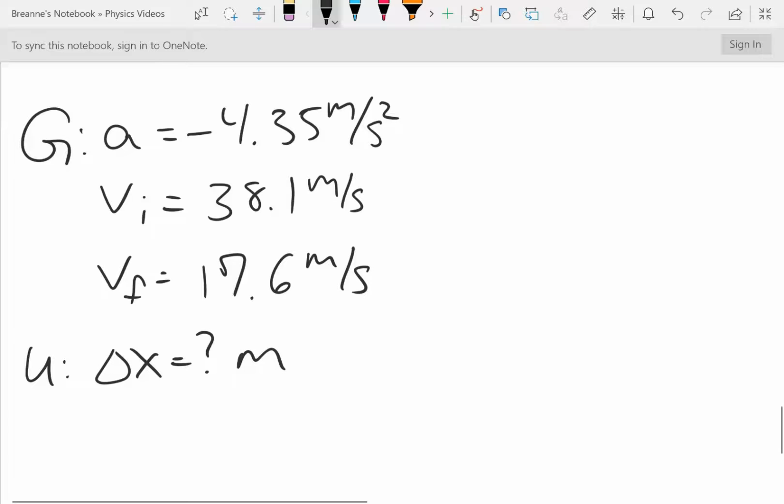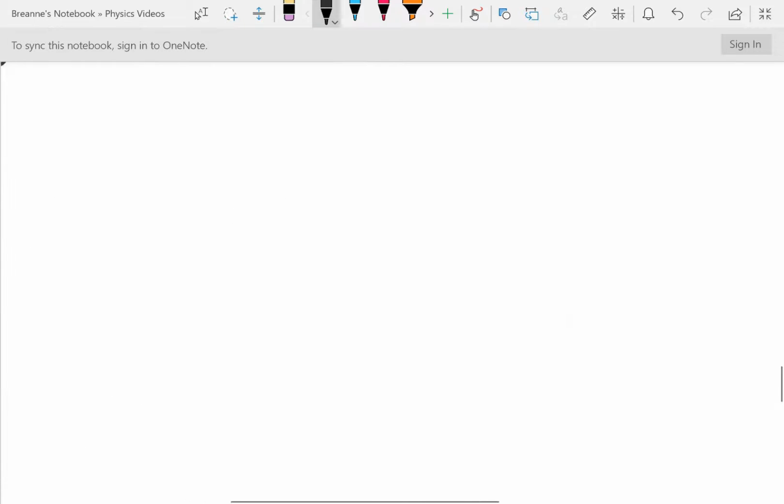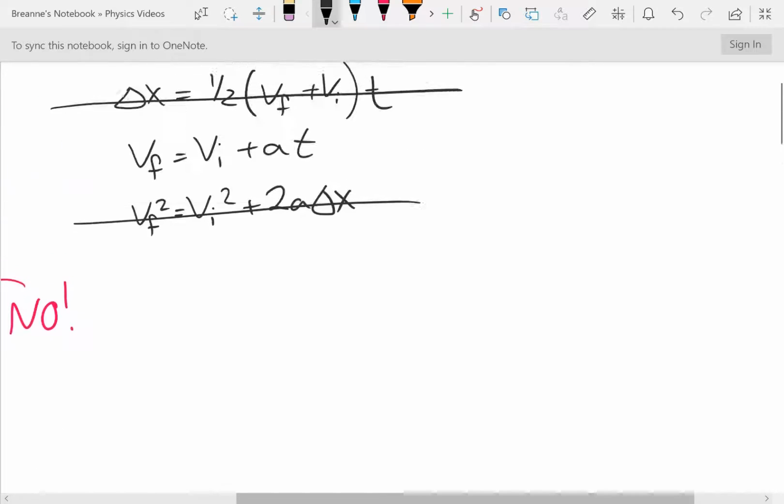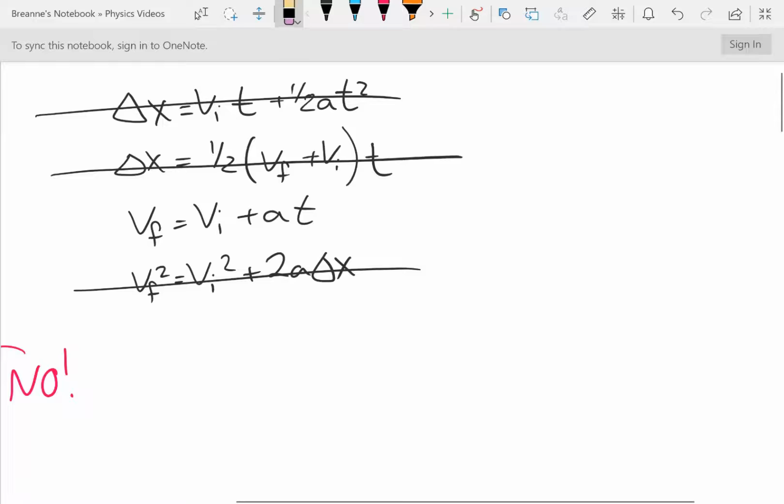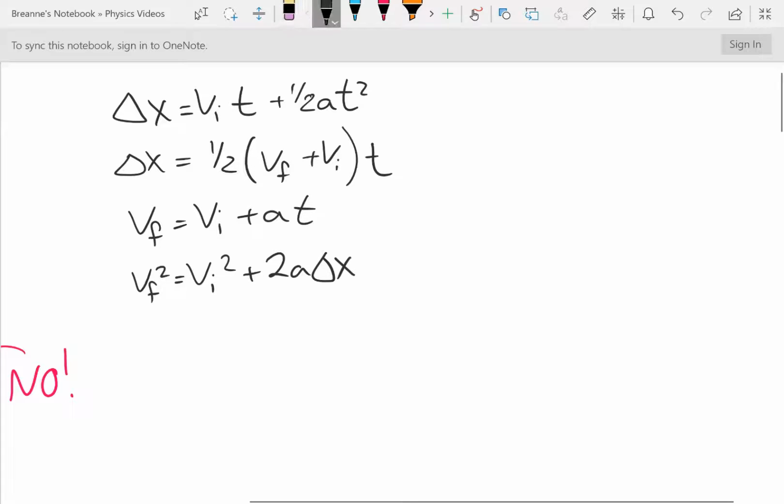So we need to look at our list of equations, and the equation has to have displacement in it. Only the third one does not have displacement in it. We also are not given time. So since time is not a given, we cannot use the first or second one because they both have time. The only one we can use is the fourth one.